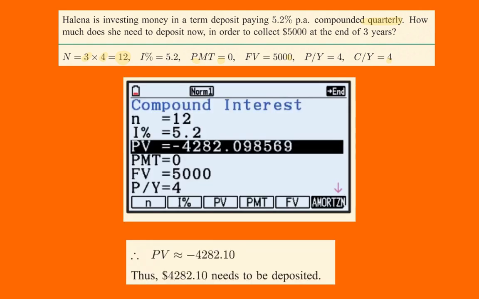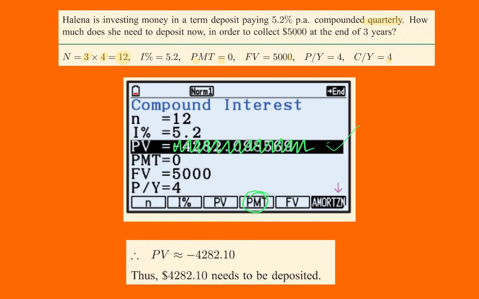So let's see what that should look like on your calculator. We've got n equals 12, I equals 5.2. The present value will be 0 at first before you enter anything. So this will be 0, so there'll be nothing there at all because you don't know that. All the other information, and then you'll press PMT and this answer will pop up for you. And then you'll get 4282.10, and that will be the amount of money that you need to deposit.